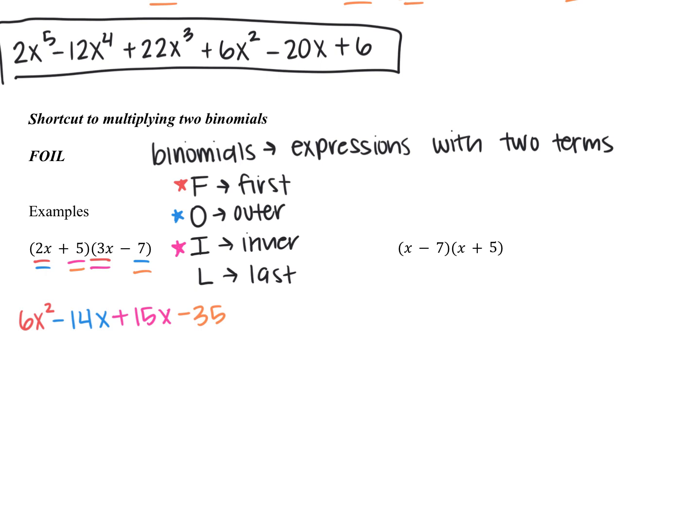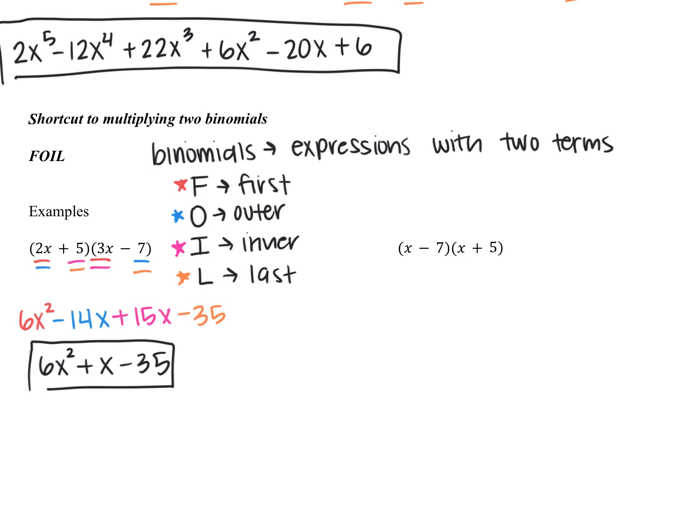And then I just combine like terms. So I have 6x squared plus x minus 35. All I did was distribute. It just has a shortcut name.